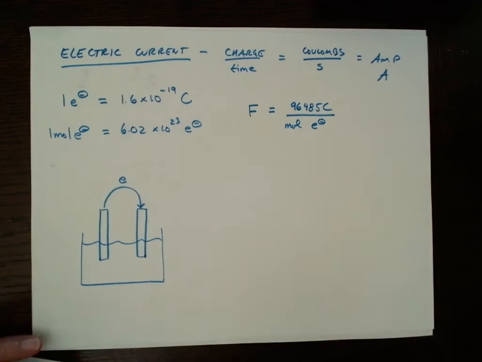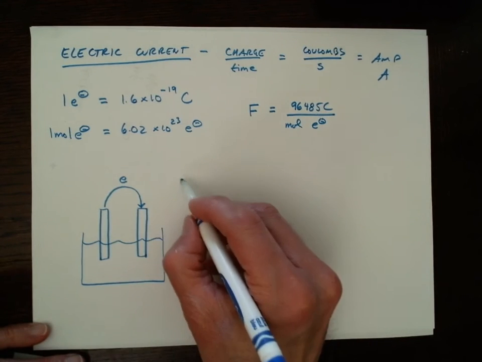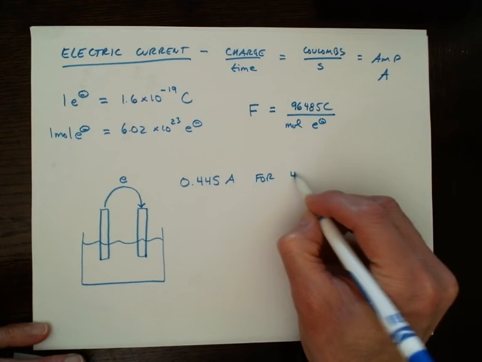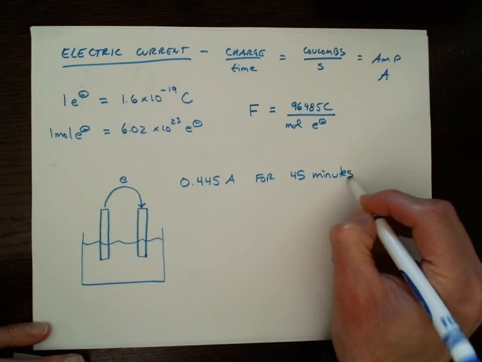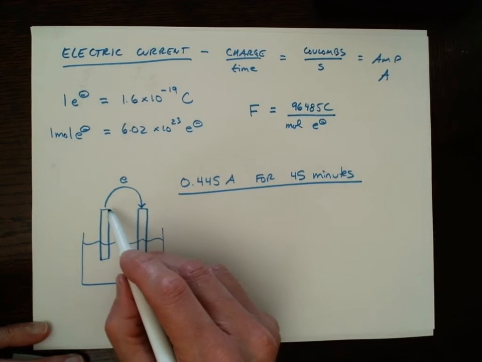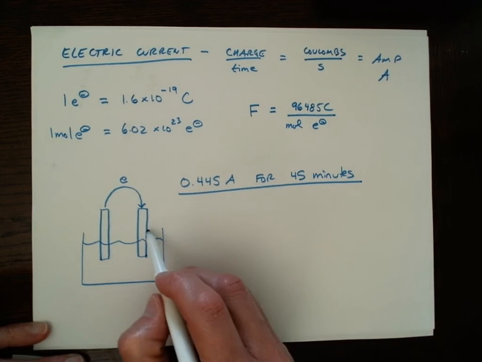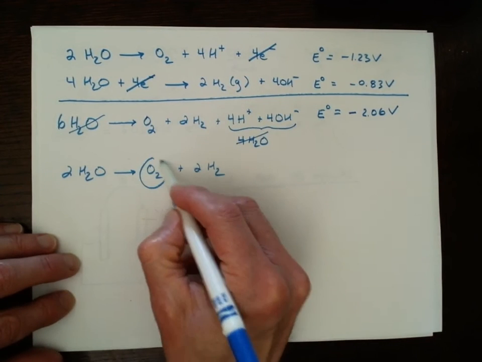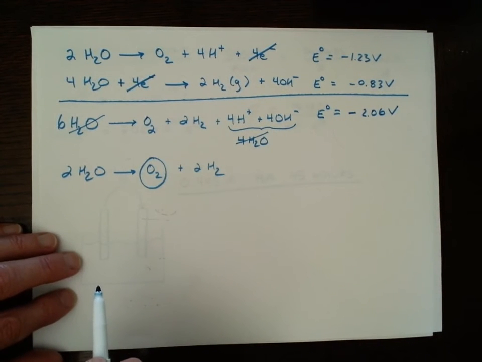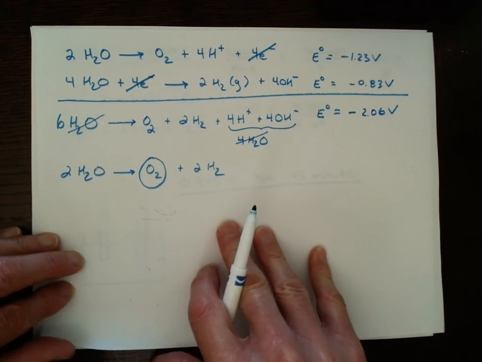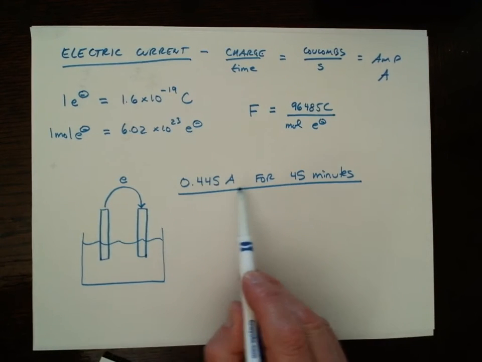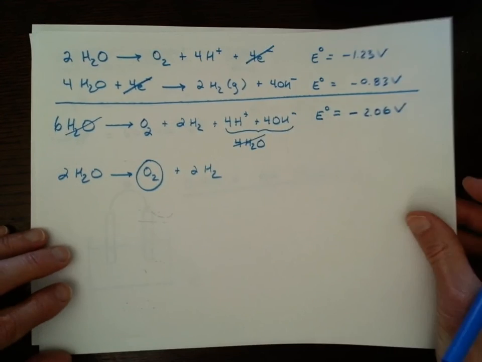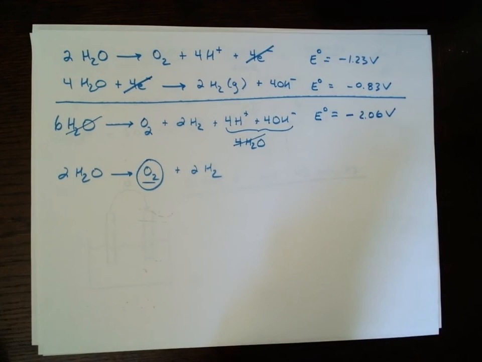And we can imagine running a current through these two electrodes of 0.445 amps for 45 minutes. If I run a current of 0.445 amps that I can measure across these two electrodes for a total of 45 minutes, how many grams of oxygen gas might I produce in the process? That's an interesting question, and what's interesting about it is we can relate the electric current, a unit of electricity, to chemistry. How many grams of oxygen would be produced?